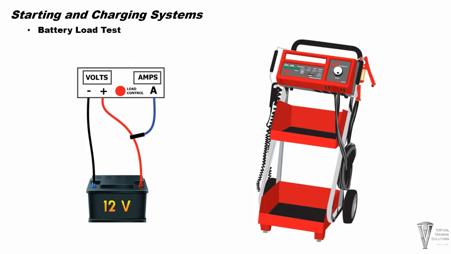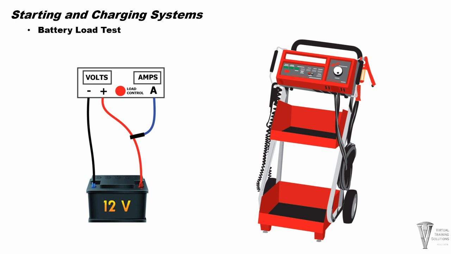Battery load tests. Connect your load tester as shown here. Carefully adjust the load knob control until the amp meter reads 1/2 of the battery's cold cranking amps. When in doubt, load the battery to 1/2 of the cold cranking amp rating of the original equipment battery.